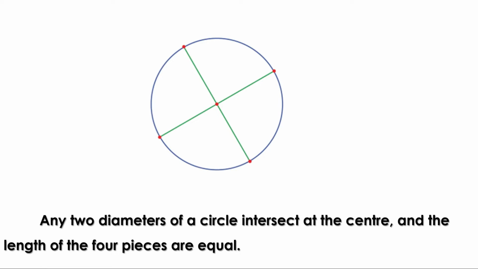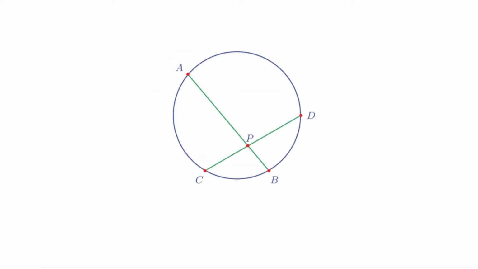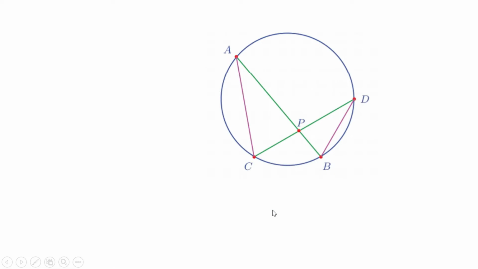What happens then? Let us see. Here, two chords are drawn. They intersect inside the circle and there are four pieces. Are they equal? No. But there is some relation between them. To see it, let us join AC and BD like this.